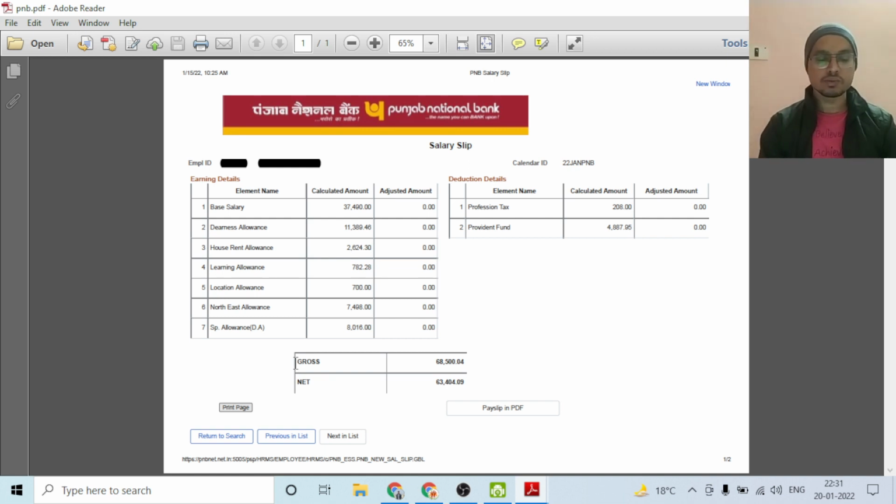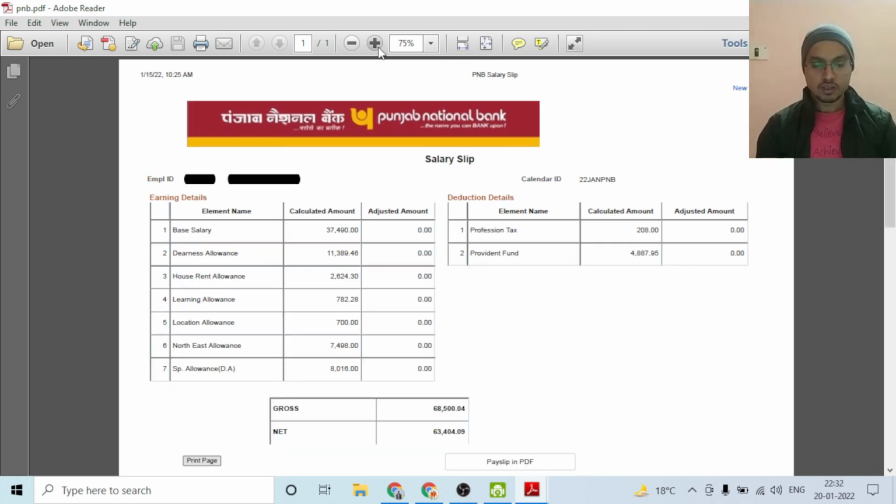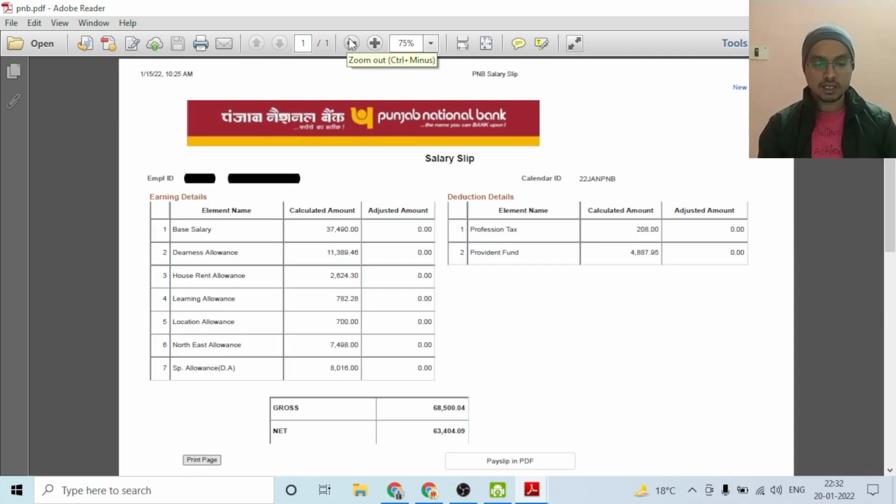Again, two columns will be there: earning columns, and on the right side, deduction columns. Let me zoom in. In the earning column, you can see the basic is almost 37,490 rupees. This person has completed 1 year of service, but when he joined the bank, his basic pay started at 36,000.